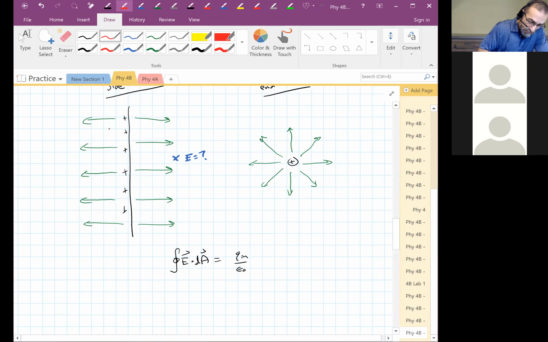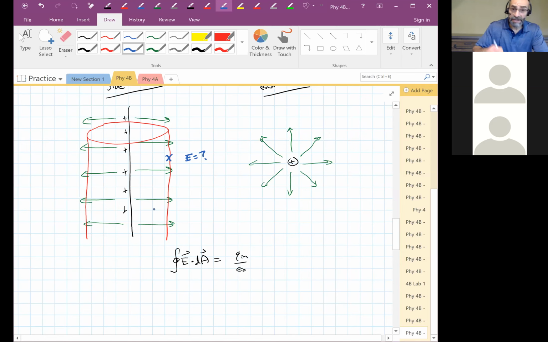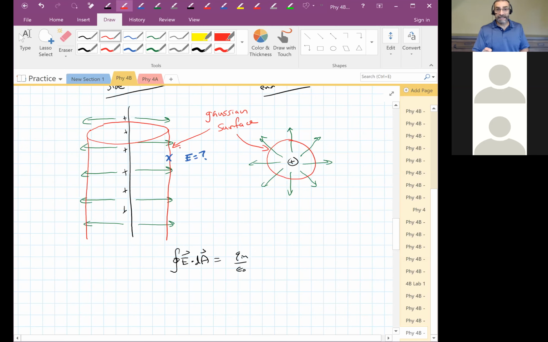So a side view, our cylinder would look something like this. Oops, I missed. That's okay, I can fix that. And looking at the end view, our Gaussian surface would look like this, right? So we pick a cylinder because that matches the symmetry of the problem.